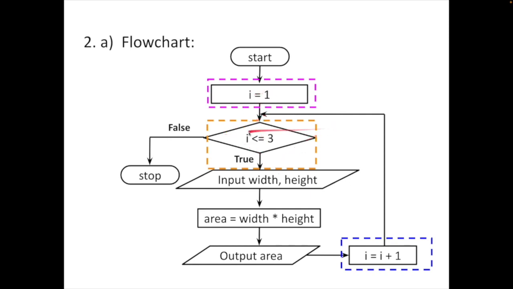And then we have condition here. We know that the soalan minta 3 times, right? So, we buat dia punya condition, I less than equals to 3. So, true will be input width and height. And then calculate area, which is width times height. And then we're going to output area.